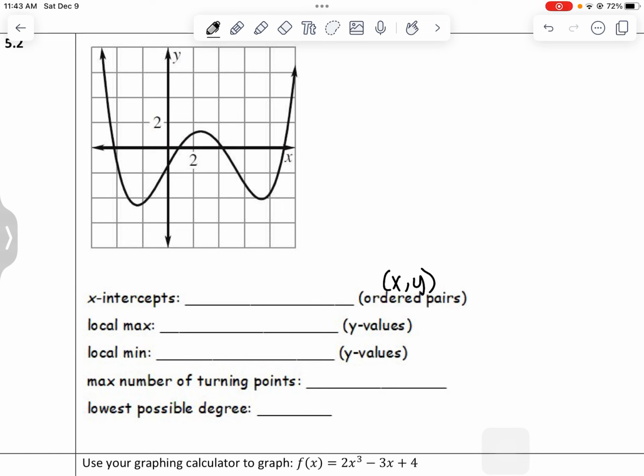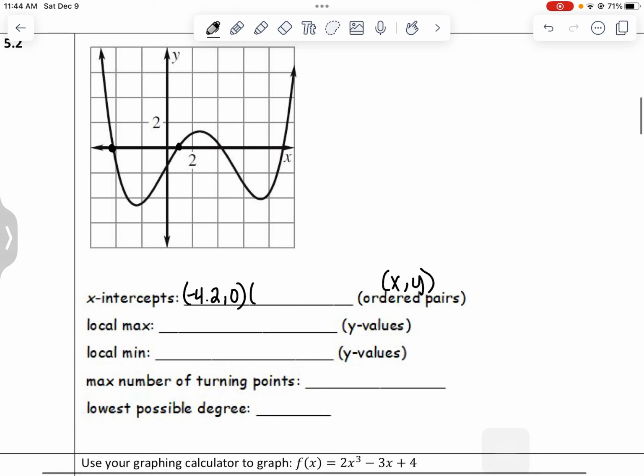This graph is counting by twos, and so my far left x-intercept would be at like negative 4, 0, and then I had another x-intercept right here, which looks like it's really close to like 1, 0, because it's counting by twos. This one looks like it's really close to 4, 0, and then we have one right here, 2, 4, 6, 8, maybe at 9, 0. So just doing your best to estimate those. There's 4 x-intercepts. Then we have maximum and minimum values.